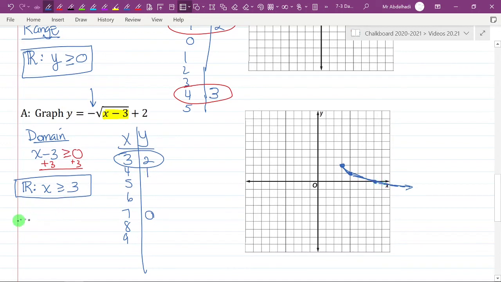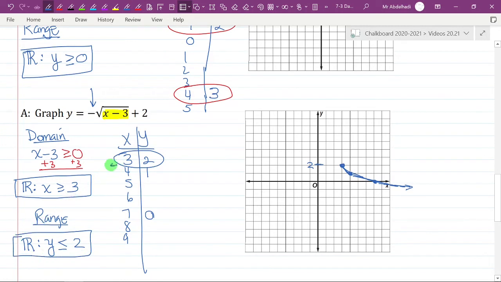So now that we have the domain, the table, and the graph, the last thing to do is to find the range. It's best to find the range once you're done. Now, the range is going to be all real numbers such that y is doing what? Well, y is starting at 2, and from there it's going down. So y is everything that's less than or equal to 2.